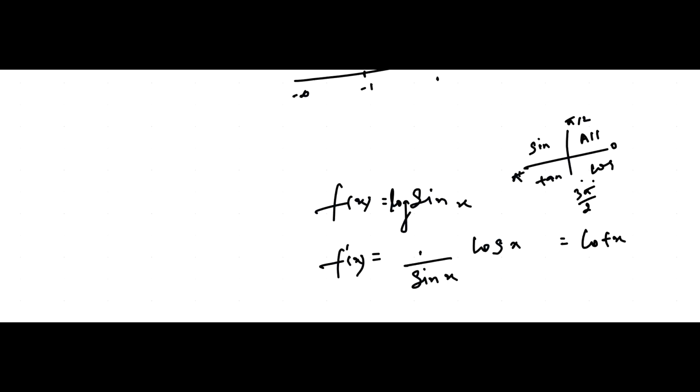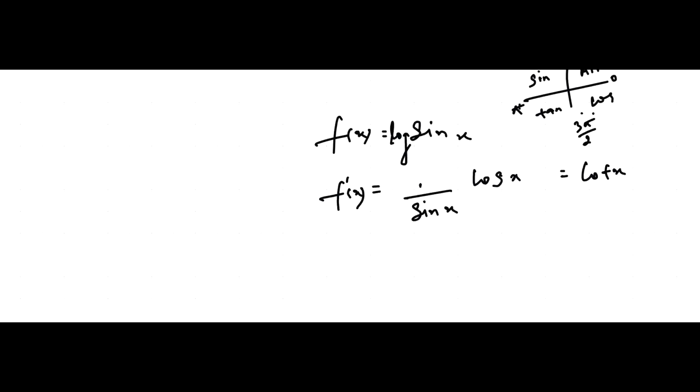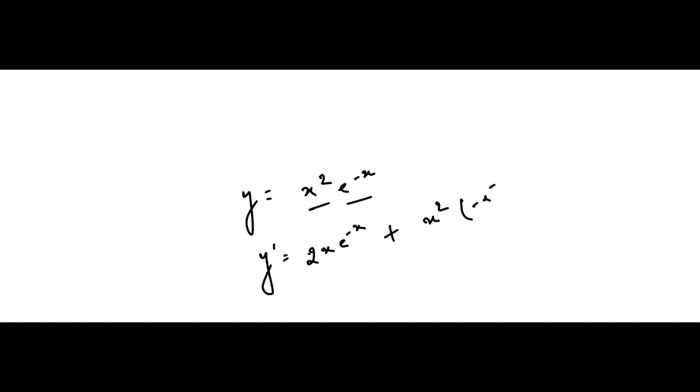And the last question which I am writing over here is y is equals to x square e to the power minus x. When you find y dash, product rule we have to use: first function, derivative of second function, plus the derivative of first function into the second. So 2x e to the power minus x plus x square and minus e to the power minus x. Any confusion?